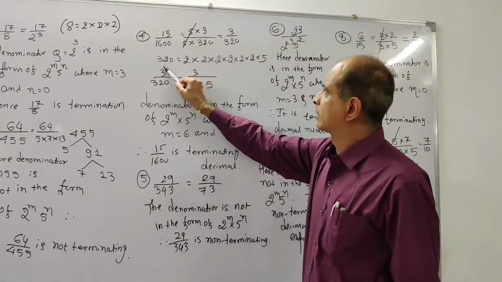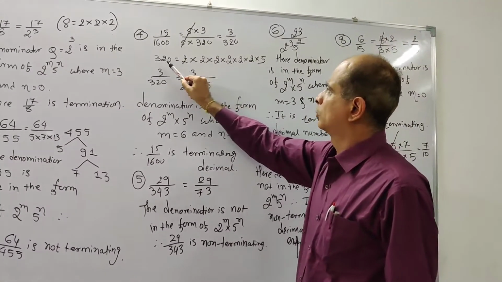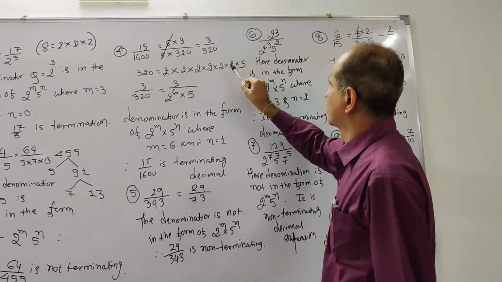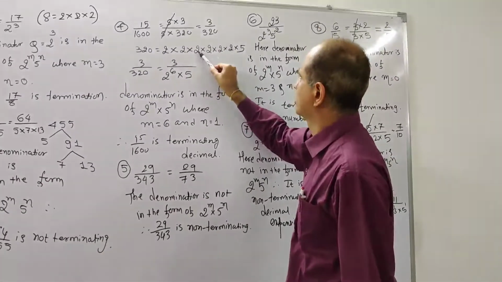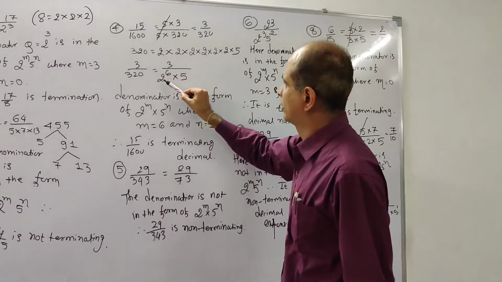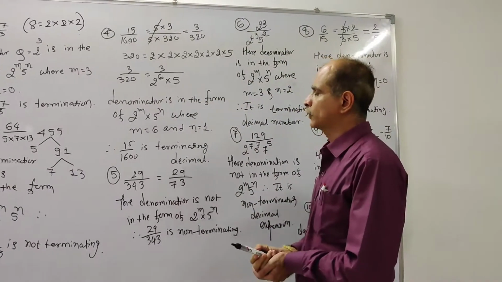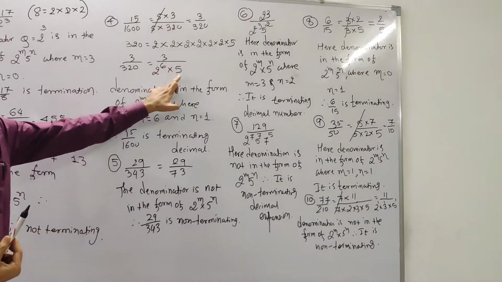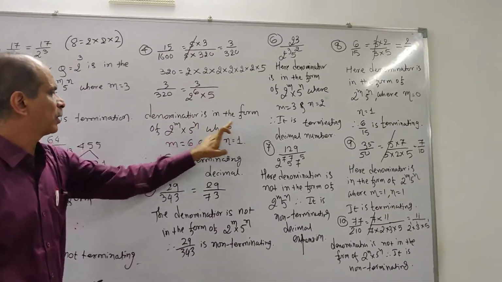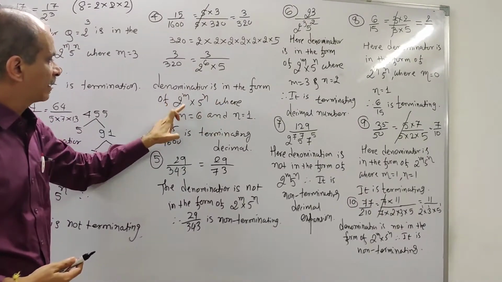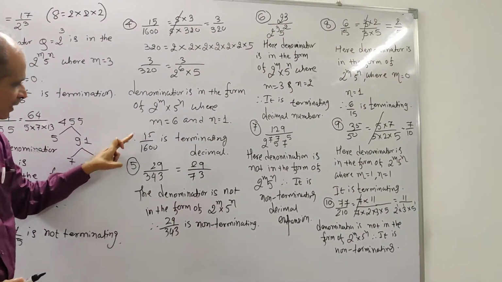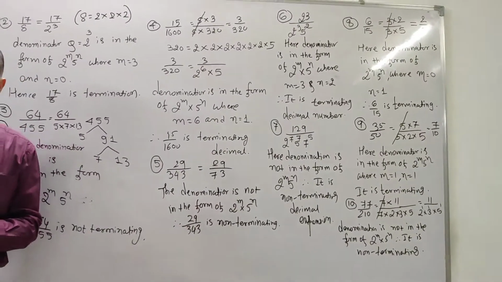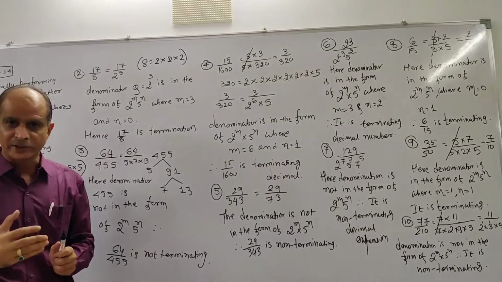Well, divide 320: 2 into 160, 2 into 80, 2 into 40, 2 into 20, 2 into 10 and 2 into 5. So here 1, 2, 3, 4, 5, 6. So 320 can be converted into 2 raised to 6 and 5 raised to 1. If you observe, the denominator is in the form of 2 raised to m and 5 raised to n, where m is equal to 6 and n is equal to 1. So 15 upon 1600 is a terminating decimal expansion.